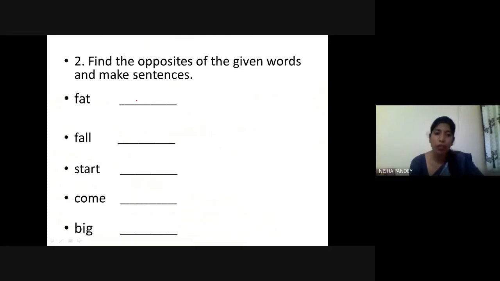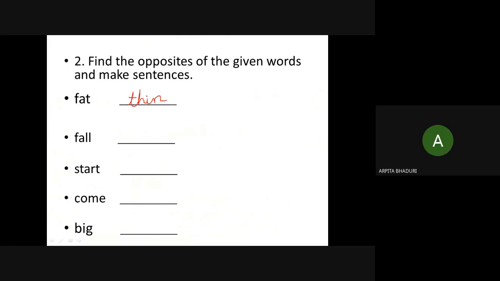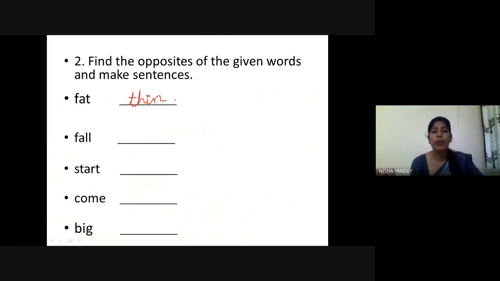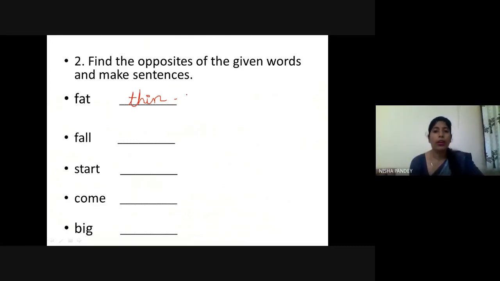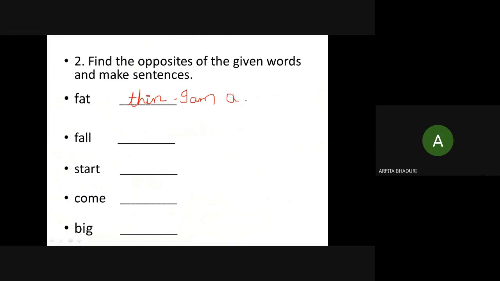So first you will find the opposite, as you said, thin. So I'll write thin here. Then you have to make a sentence with thin. Can you give me one sentence with thin? I am a very thin girl. Okay. So as you have given, I'll write the same thing. I'm writing this sentence only. I'm not going to write the others because you have to write. This is for your help. I am a thin girl.